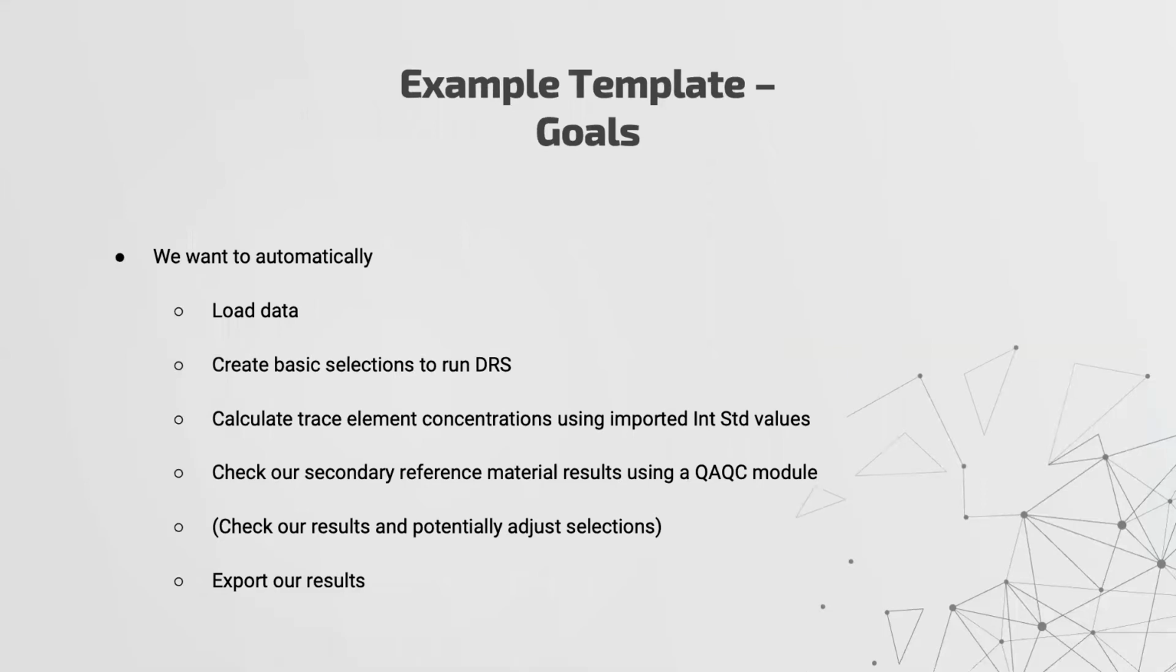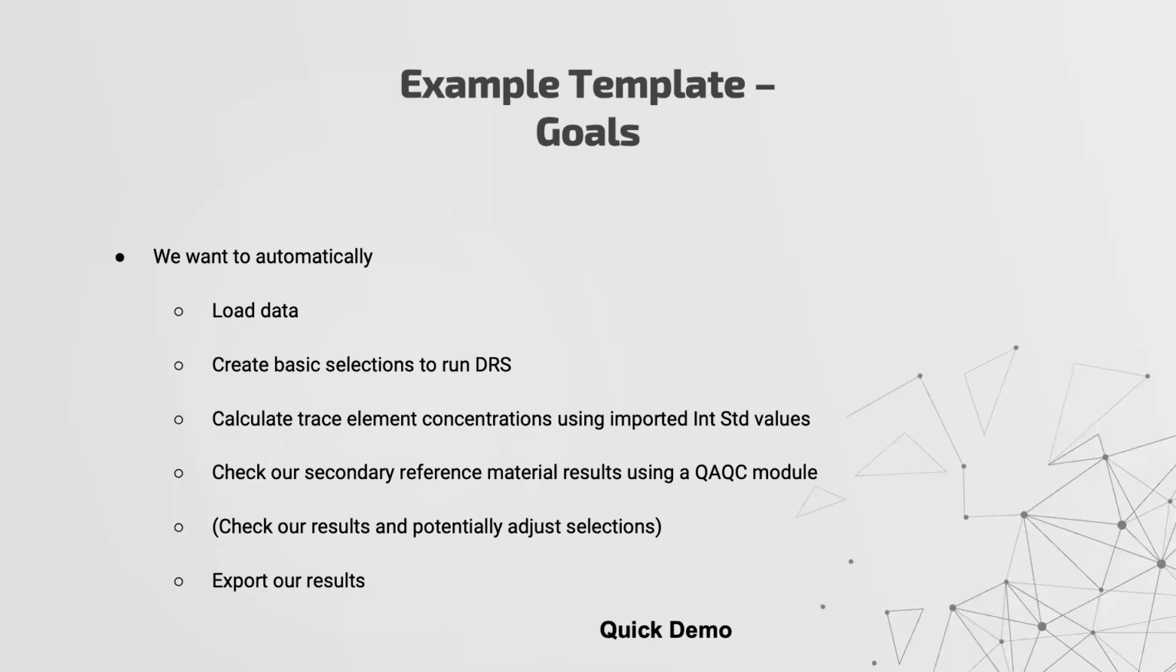Just before we start making this together, I thought I'd list the goals we want our template to achieve. We want it to automatically load our data and create some basic selections so that we can run our DRS. Then we want to run the DRS using imported internal standard values. And then we want to check our secondary reference materials using a QAQC module. At that point, we would normally look at our selections, check them, and make sure they make sense. And then we want to export our results. That's what we're going to try and do today in our example: create a processing template that'll do that.